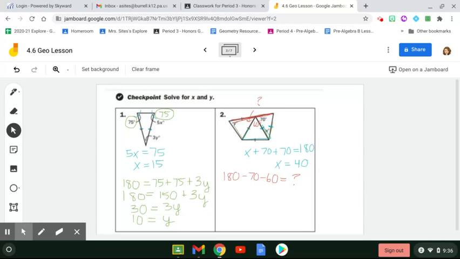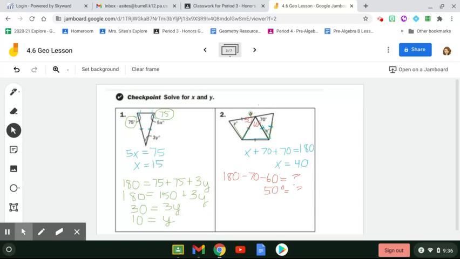Now, the reason why I want to know that unknown angle at the top is that it is going to help me to get my answer for y. All right, so I'm going to do 180 minus 70 minus 60. So the unknown angle at the top is actually equal to 50. So I'm going to fill that in. And again, how I got that is because I know that's a linear pair. If I add up 50 plus 60, that's 110, and 110 plus 70, that's going to give me 180. So I know that that part here at the top has to be equal to 50.